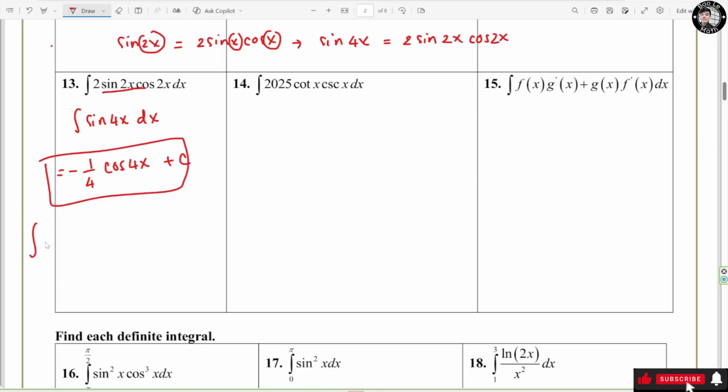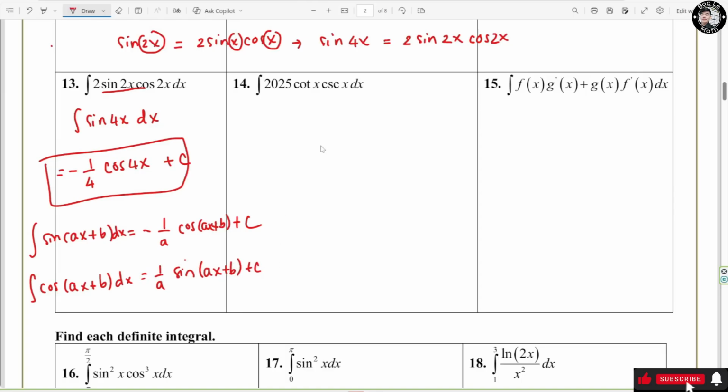Remember, we have antiderivative of sine of as plus b equals negative 1 over a cosine of as plus b plus c, right? Similarly, you have antiderivative of cosine of as plus b ds equals 1 over a sine of as plus b plus c. So keep that in mind.